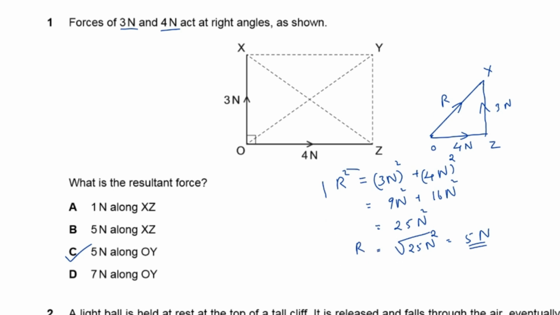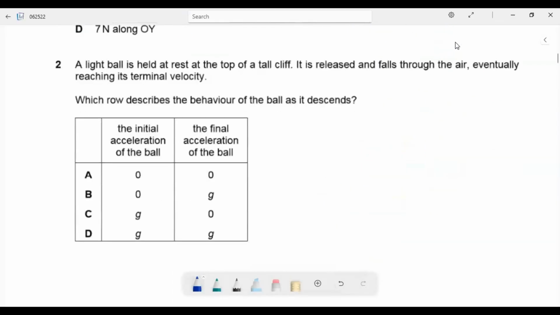So it is acting along OY. So the right answer is C, 5 Newton along OY. Next, a light ball is held at rest at the top of a tall cliff. It is released and falls through the air, eventually reaching its terminal velocity. Which row describes the behavior of the ball as it descends?